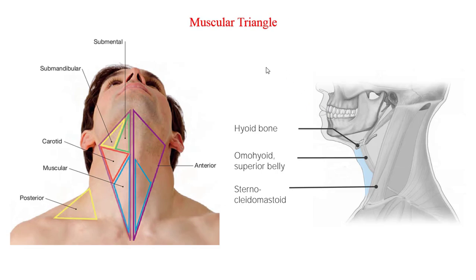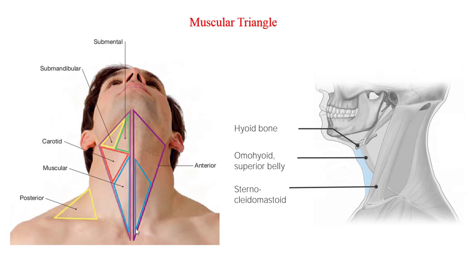The next triangle is the muscular triangle, and as you can see, the two muscular triangles share a border at the median line of the neck. The muscular triangle, which is also known as the omotracheal triangle, is bordered superiorly by the hyoid bone, supralaterally by the superior belly of the omohyoid muscle, and inferolaterally by the sternocleidomastoid muscle.